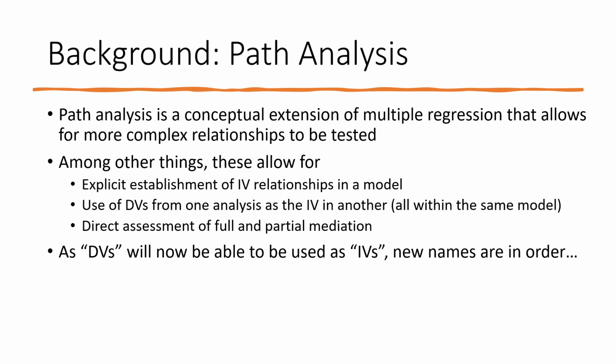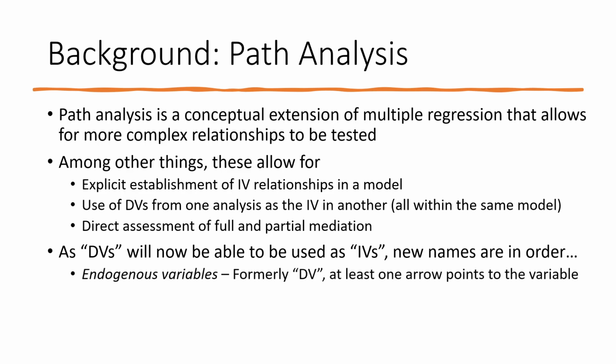Here's the interesting thing though. Because of this, my old dependent and independent variable terminology is not going to be sufficient here, because no longer do I have just dependent and independent variables. Some variables can be both dependent and independent at the same time. So I need a new name for that. The new names that I have are endogenous and exogenous variables. And we can relate them to dependent variables and independent variables, but they're not exactly the same.